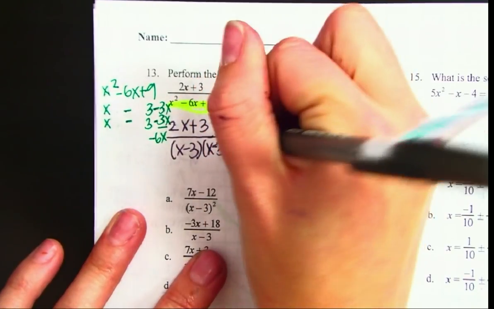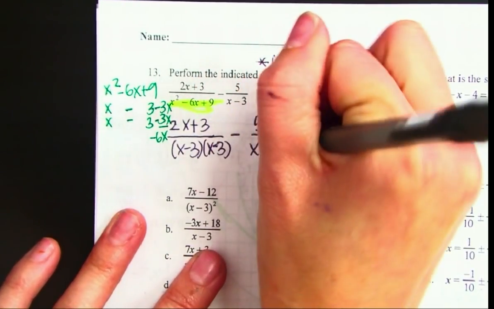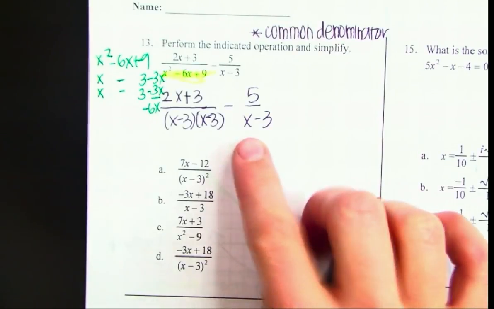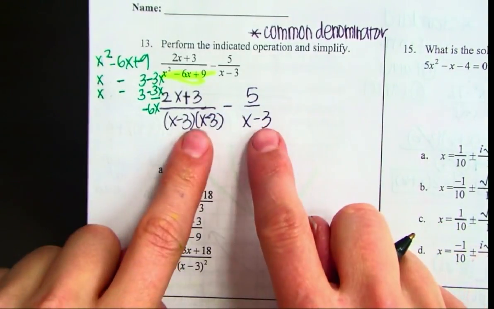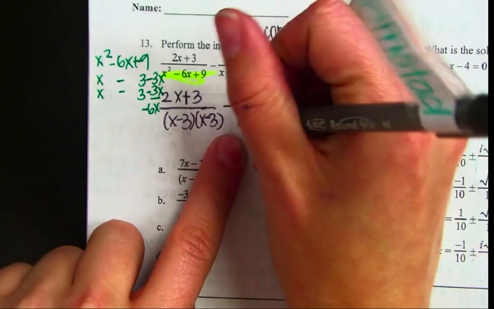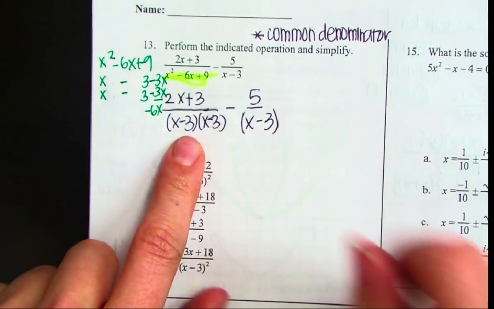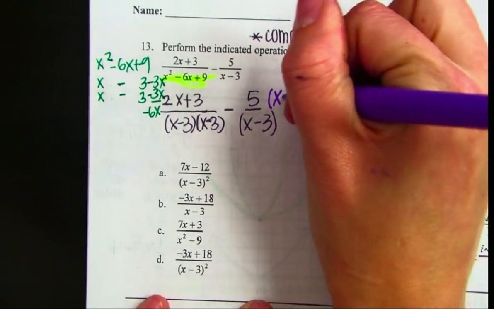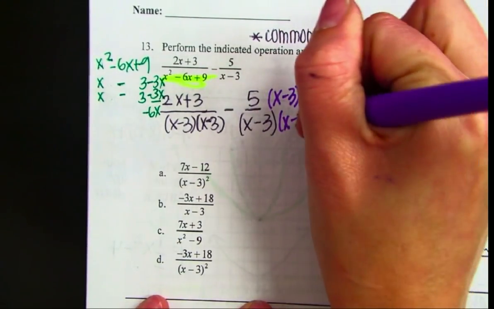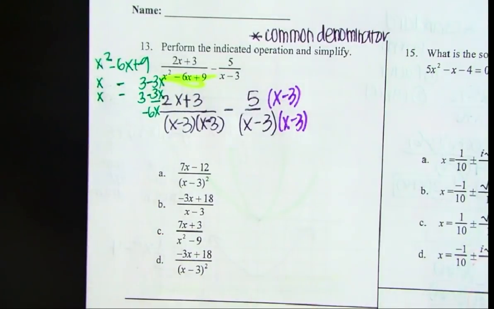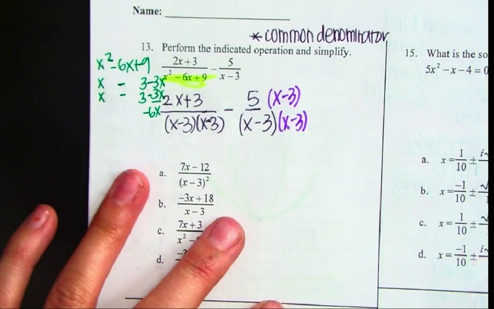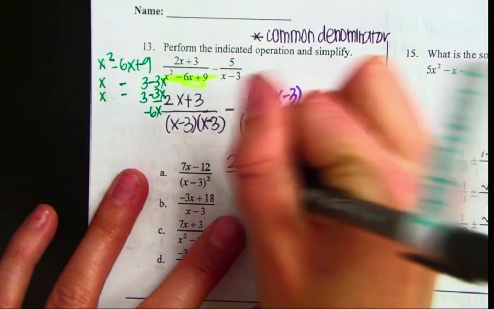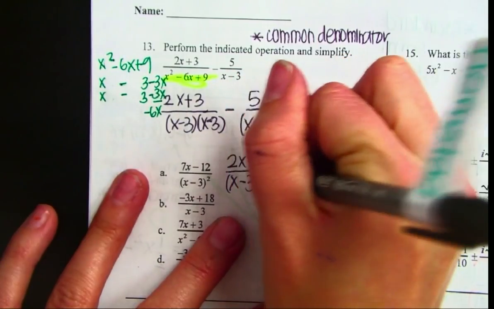Then this fraction over here, the denominator is already factored, so I'm going to leave it like this. In order to add or subtract these fractions, we have to have exactly the same denominators. So far, this side only has one x minus 3, so we need to multiply by another x minus 3. Whatever you do to the fraction when you're adding and subtracting, you do to the top and the bottom. So over here, this fraction is going to stay as 2x plus 3 over x minus 3, x minus 3.